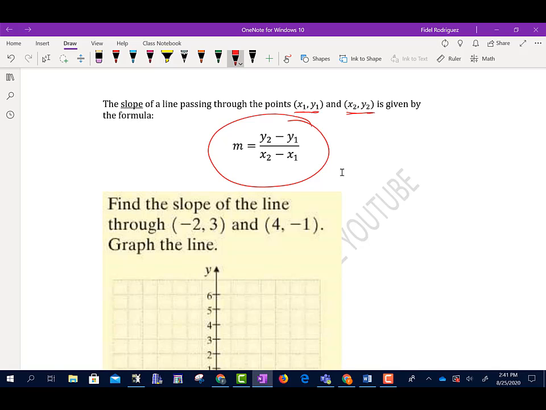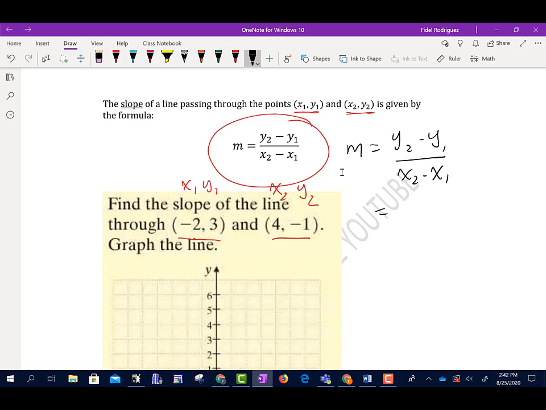So the directions for this problem say find the slope of the line through those points, and then we're going to graph the line, okay? So let's think about this. Because this is my first point, that'll be my x1 and my y1, and because that's my second point, that'll be my x2 and my y2. So all I'm going to do now is just copy down my formula, okay? And I'm going to start plugging in.